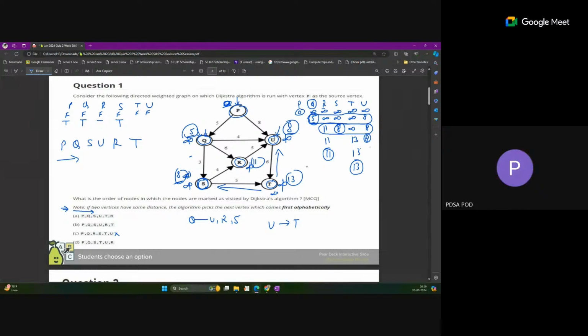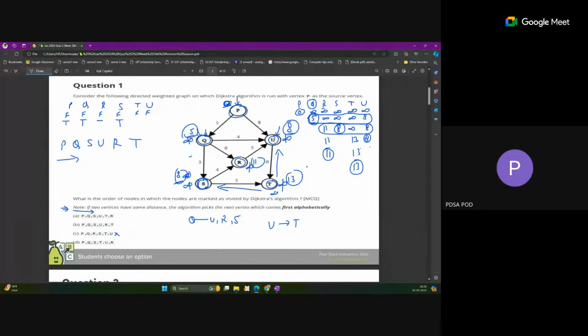But if direction is not given, meaning Q and U are connected without any direction, then you can traverse from Q to U and U to Q, in both directions. In that case, we can come from P to T via R and S: 5 plus 3 plus 5, which comes to 13, which is the answer. We can also check P to U to T, the other direction in which you can travel. That comes to 14. So between 13 and 14, 13 is the shortest distance.